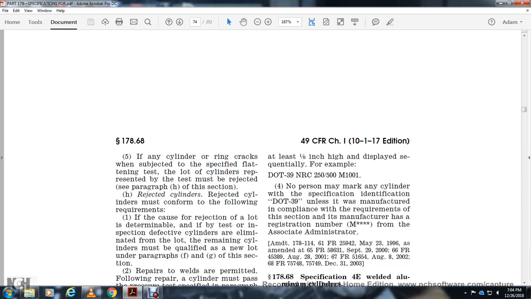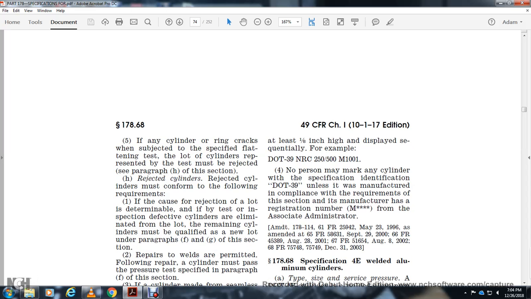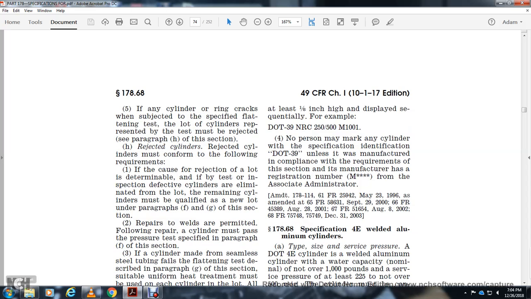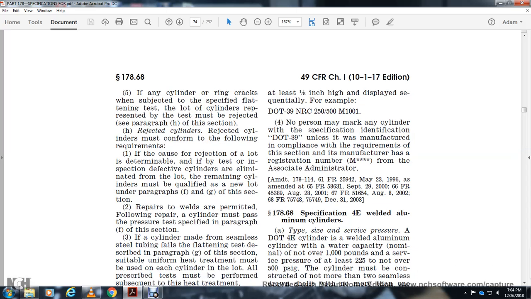Alright, repairs to weld and primitive. The following repaired cylinders must pass the test pressure of paragraph F of this section, and cylinders made with a seamless tube must pass the flattening test described in paragraph G. A second uniform heat treatment must be applied to each cylinder. A lot of the prescribed tests must be performed subsequent to this heat treatment.